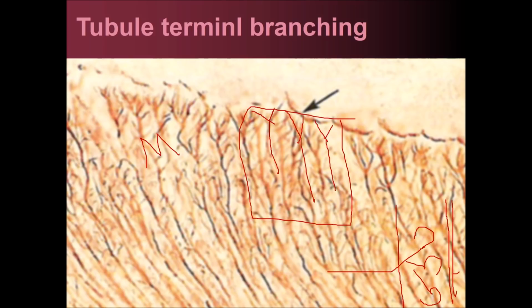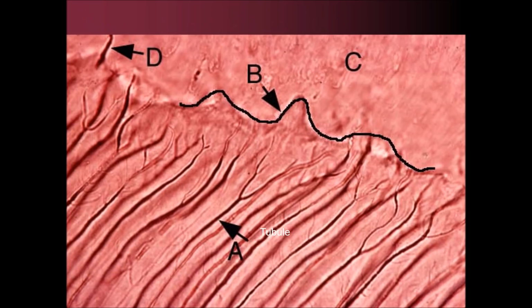The difference between the two: in the crown region, there is a branching of the dentinal tubules, and the collagen fibers are perpendicular to this dentino-enamel junction. In the root area, there will be branching and looping back of the dentinal tubules. Here you can see the dentinal tubule and its branching near the dentino-enamel junction. C here is enamel, B dentino-enamel junction, D enamel spindle.